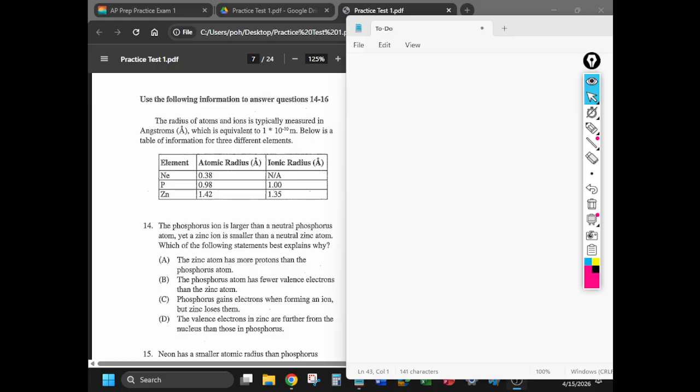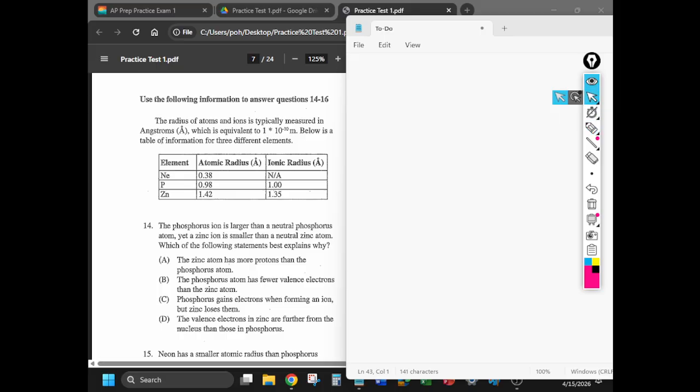Okay, so for this one, you're looking at some different elements and their ions, and apparently a phosphorus ion is larger than neutral phosphorus, and zinc ion is smaller than neutral zinc. So basically, it's asking why one of the ions is larger than the neutral, but why the other ion is smaller than the neutral? Okay, so in order to do this one, you're going to need to identify what ions are, or at least what type of ion it forms.